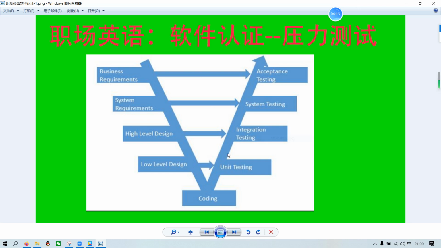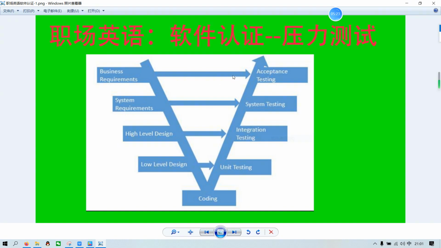On the right side is the testing. These business requirements compare to the user acceptance test plan, and acceptance testing. And specification, in other words system requirements, this means black box test plan, for the system testing. In other words, it belongs to black box or stress testing. This belongs to integration test plan. And this belongs to the unit test plan.